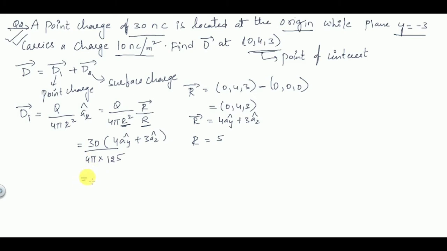So if you solve this directly, what you will get is 0.0782 a_y cap plus 0.0572 a_z cap nanocoulomb per meter square.